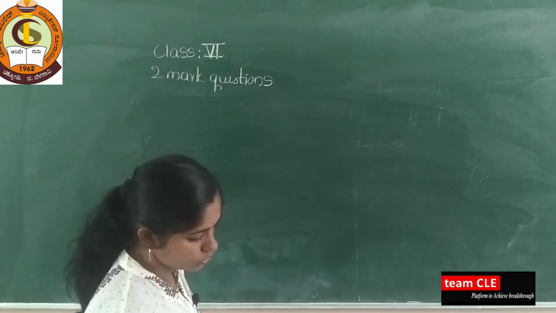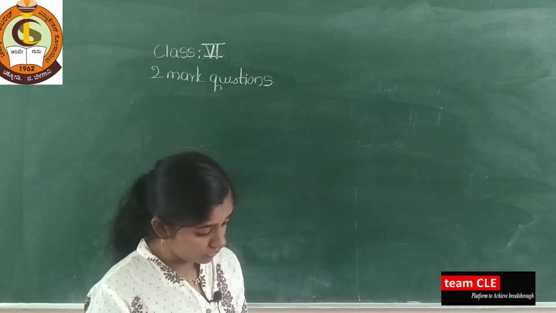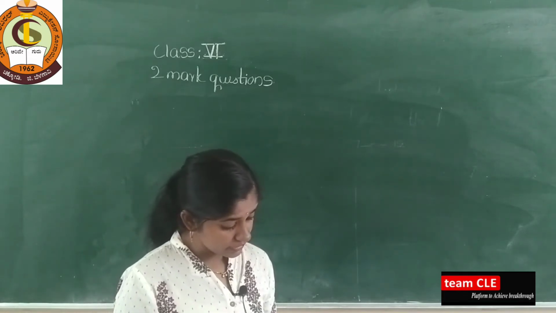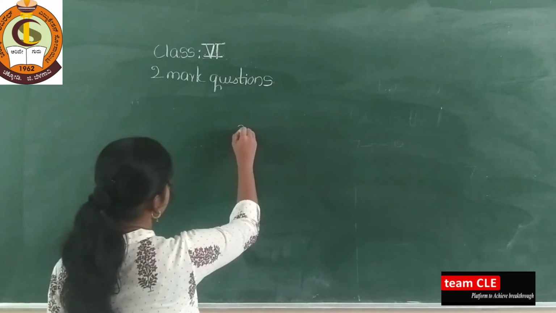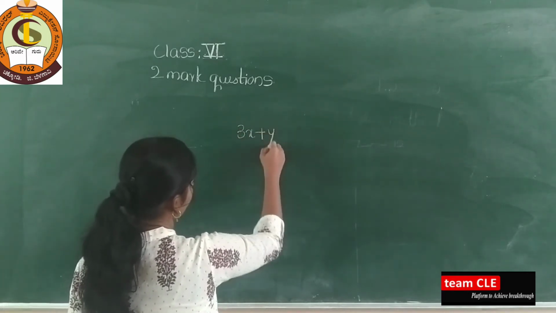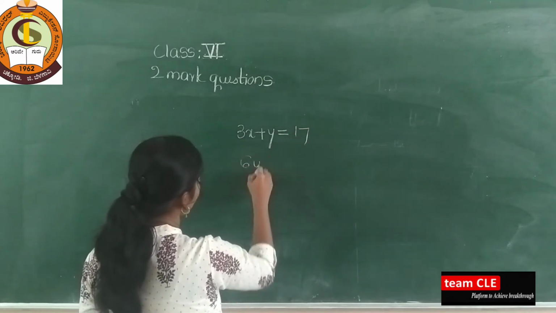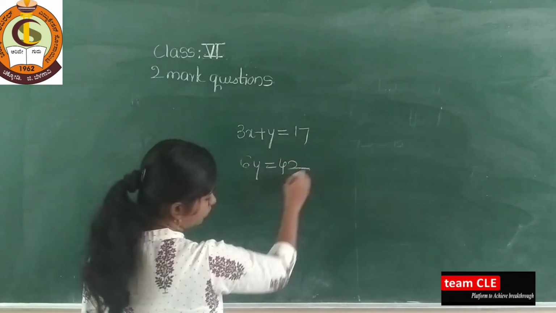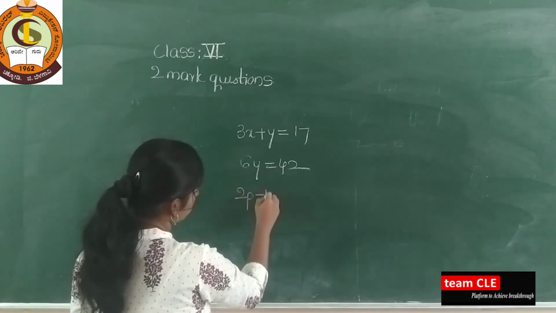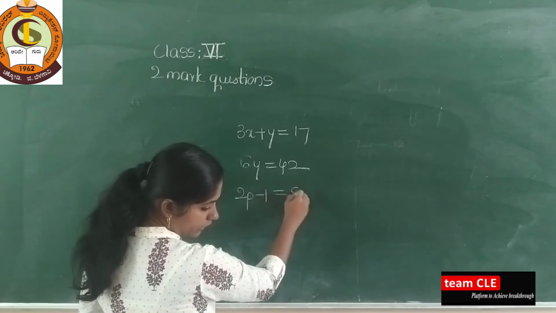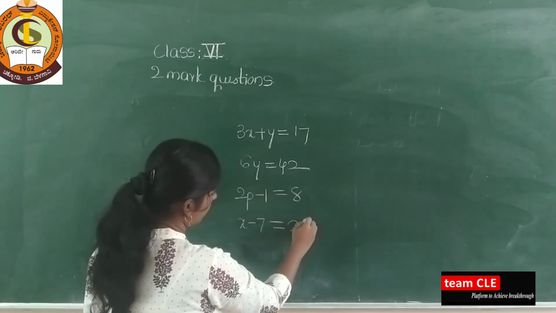So next here the question is: write the statement for the equation. Here I will take some examples. 3x plus y is equal to 17. 6y is equal to 42. You have to write them as statements. 2p minus 1 is equal to 8. Next, x minus 7 is 25.